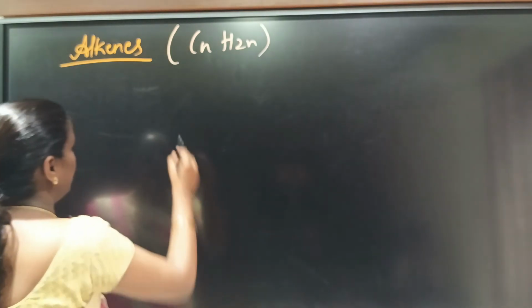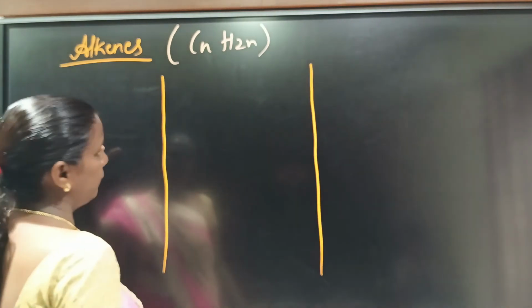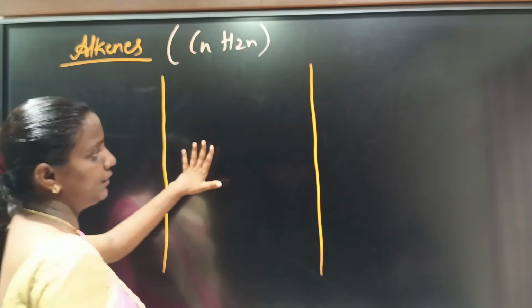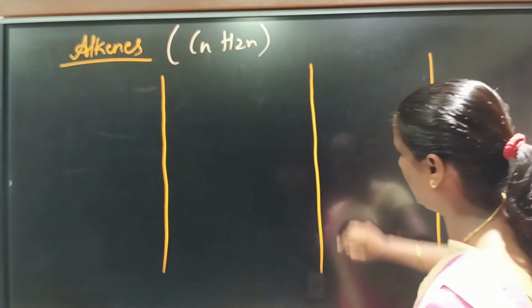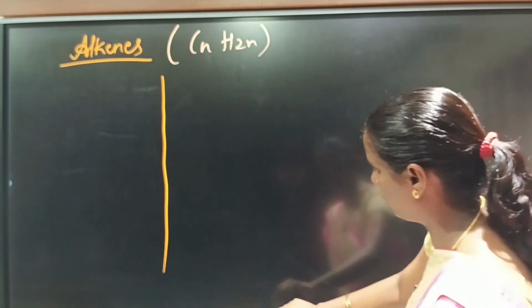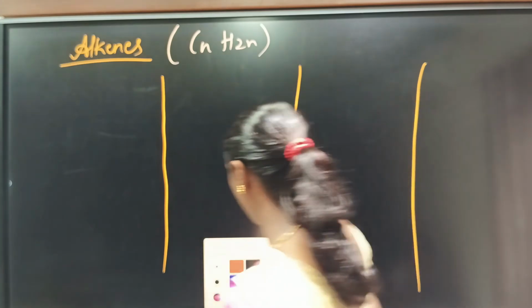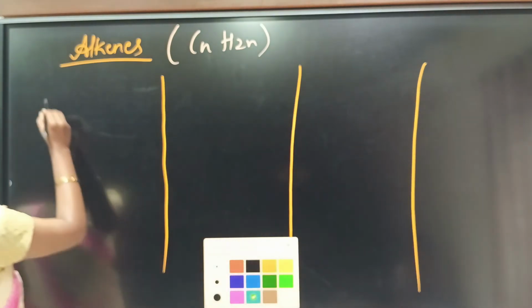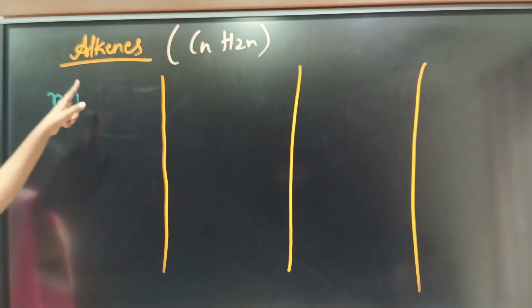We'll divide the board into four parts: number of carbons, general formula, molecular name and the structural formula. I think we need more space for this. Okay. Now first one, what is n equal to 1.